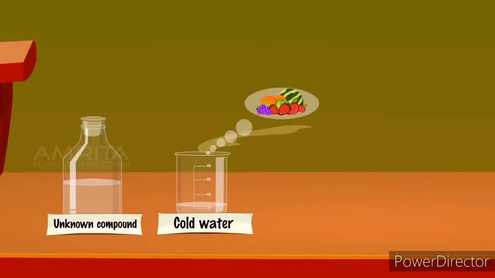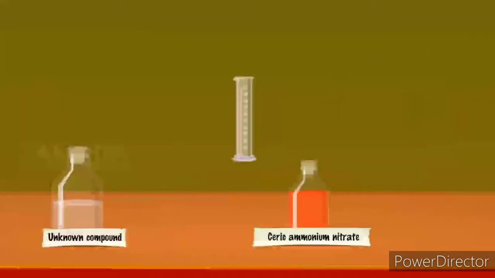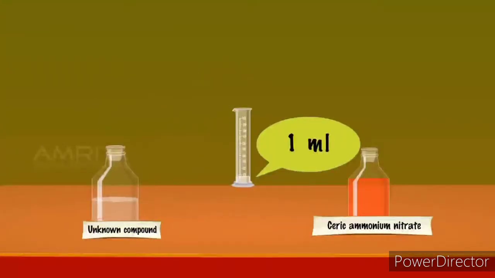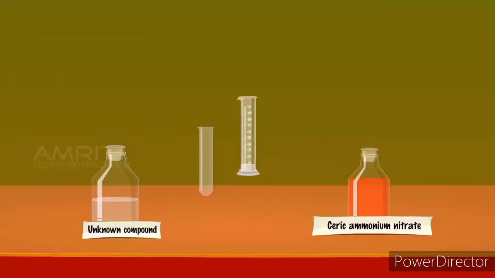Alcohol reacts with carboxylic acid in the presence of concentrated sulfuric acid to form a fruity smelling compound called esters. A fruity smell indicates the presence of an alcoholic group. Ceric ammonium nitrate test. Procedure. Take a measuring jar. Pour 1 ml of the given unknown compound into it. Pour it into a dry test tube.